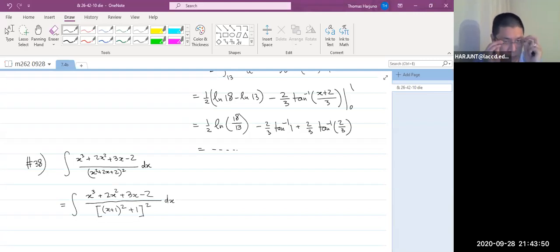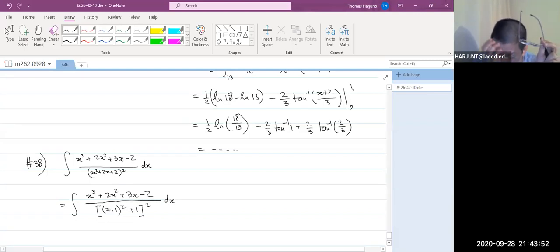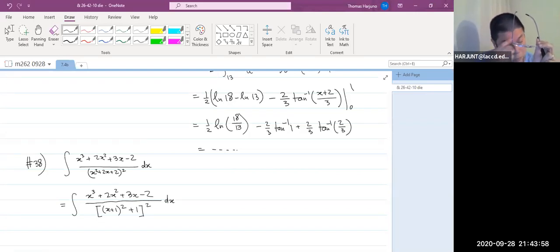You see what I mean? And if you can rewrite everything on the top in terms of x plus 1, that would be great. But if not, then you have to find another way. But basically, to do this problem, you need to be very sneaky, very creative, put it that way.